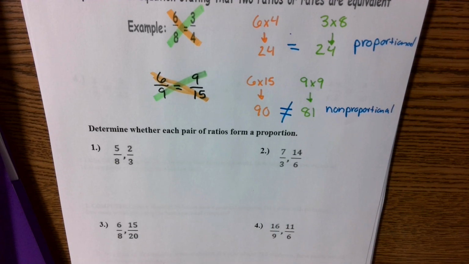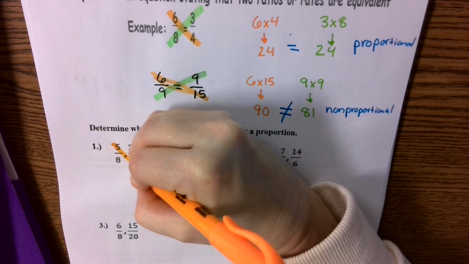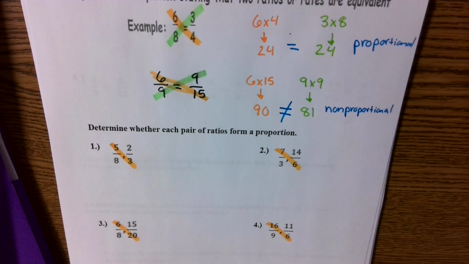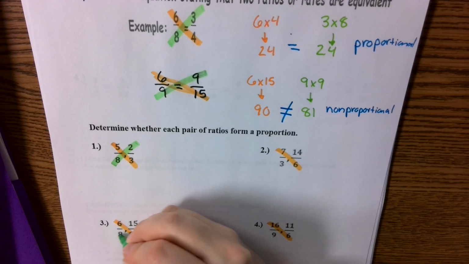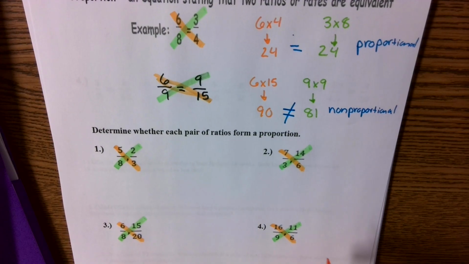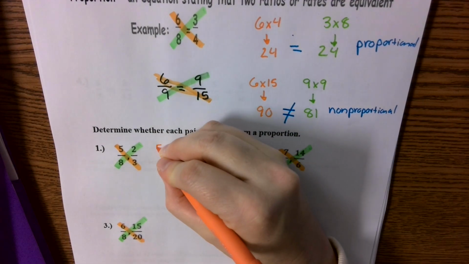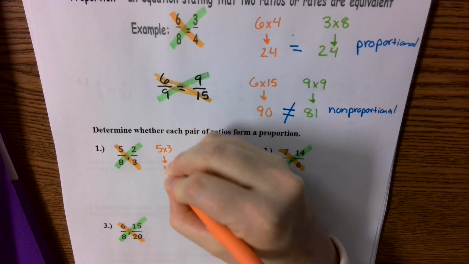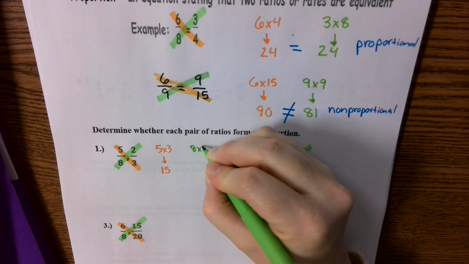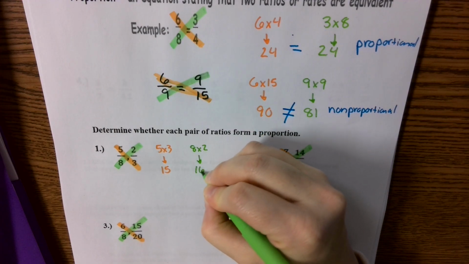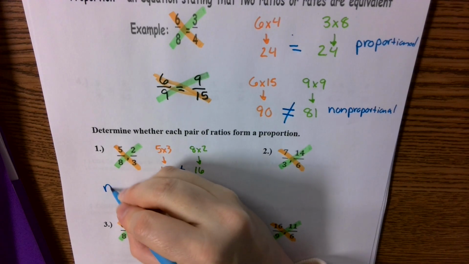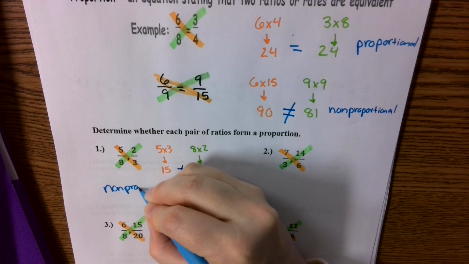Good. So if we take a look through here, I'm just going to go ahead and quickly highlight my diagonal so I don't have to keep getting mine. Okay. So for problem number 1, we were doing 5 times the 3. 5 times 3 came out to 15. And then we were doing 8 times 2, and 8 times 2 came out to 16. They are not equal to each other, therefore that makes it non-proportional.